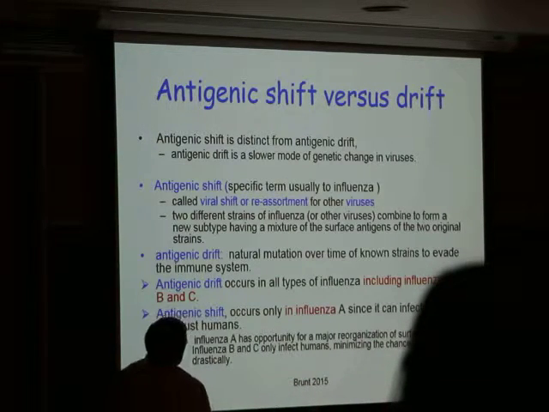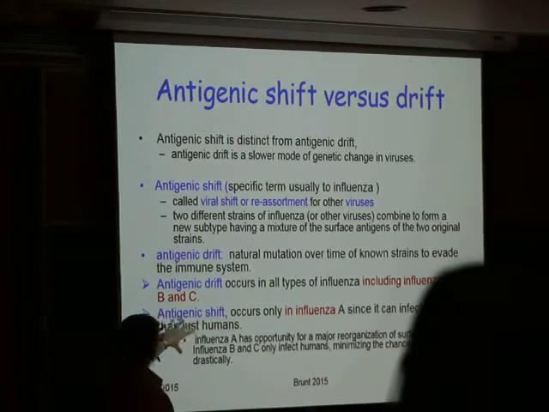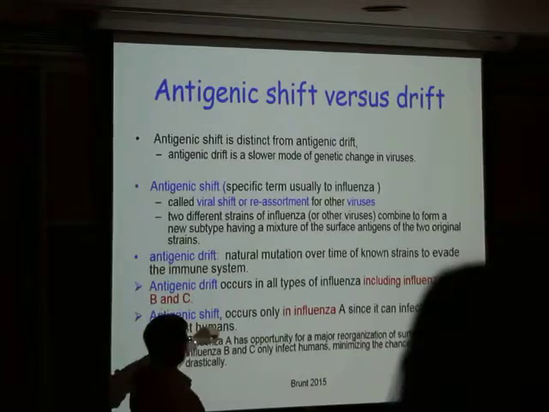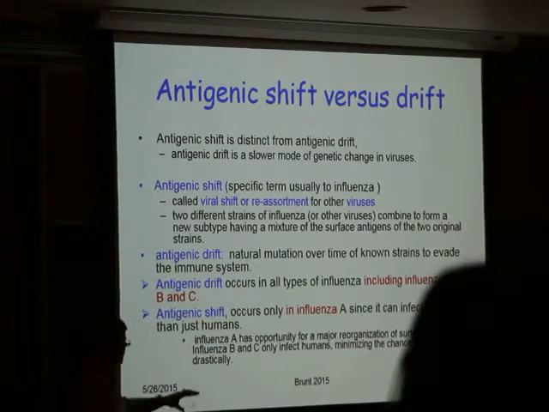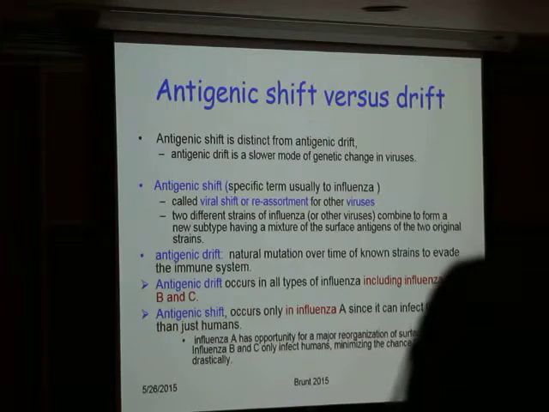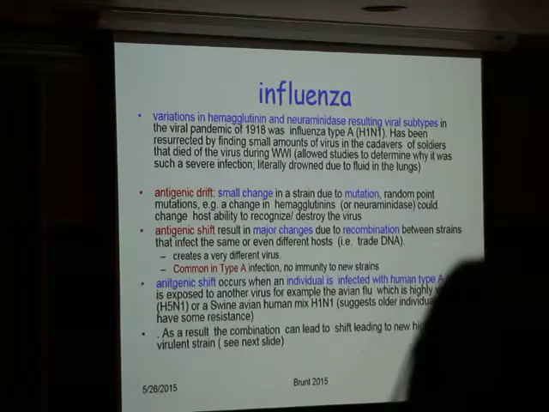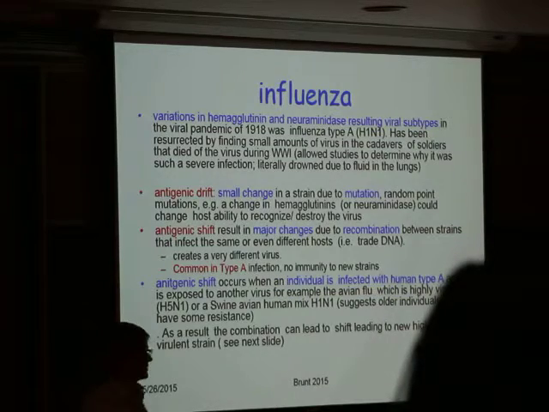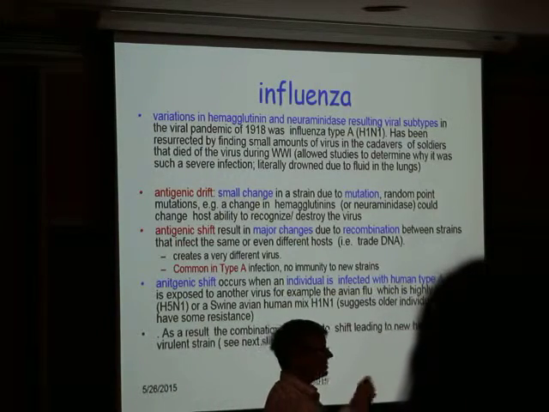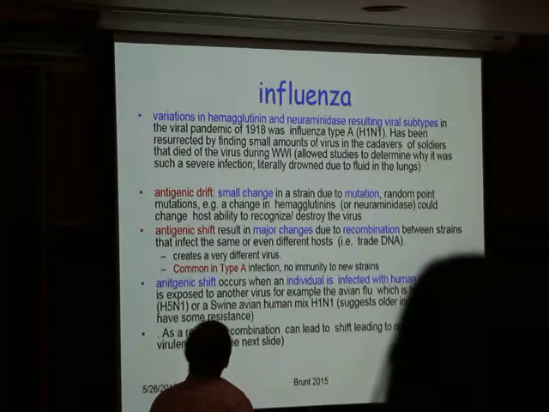So antigenic drift, which is a slow mutation rate, can occur in all the influenzas. Antigenic shift occurs only in influenza A. So it's influenza A that we are most concerned about for outbreaks of these very severe, virulent influenzas. And really what it's about is modifications of those spikes, hemagglutinin and neuraminidase.